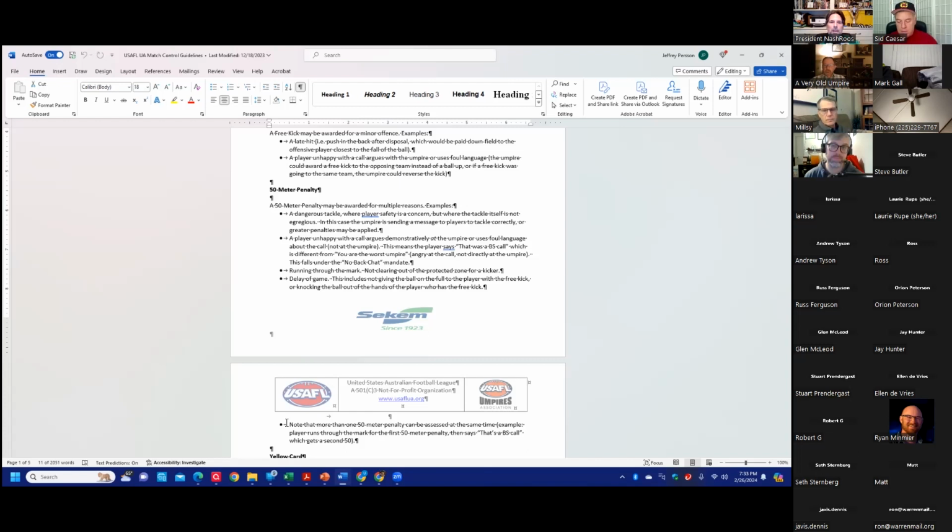So some examples: a dangerous tackle where player safety is a concern, but the tackle itself is not egregious. In this case, the umpire is sending a message to players to tackle correctly.